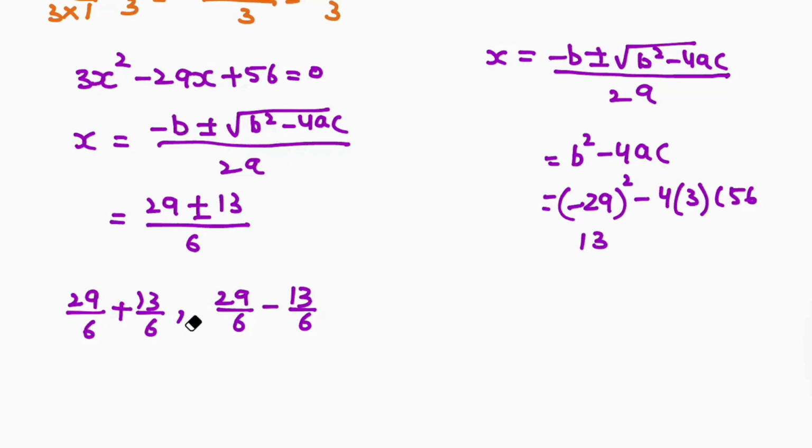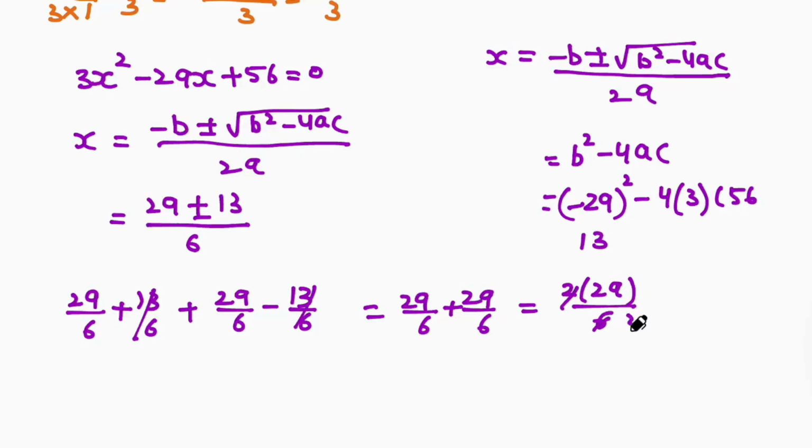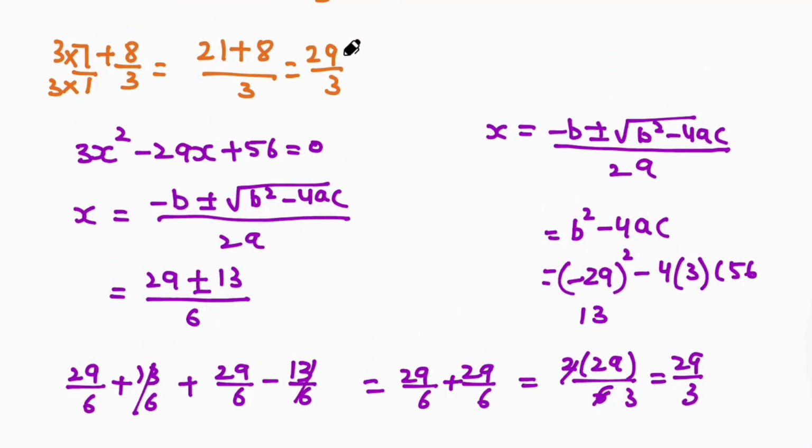And we have to find the sum of the two. So let's do it. Now if I find the sum, these two cancel and I am left with 29 by 6 plus 29 by 6. So that is 2 times 29 by 6, which is 29 by 3. Now I have done it here by factorization and here by the quadratic formula. These are two different ways of calculating the solutions, but the answer remains the same. I hope you get both of these.